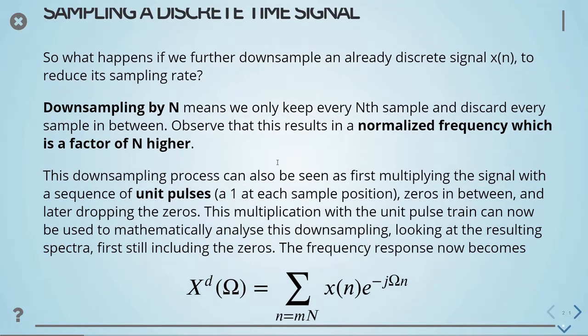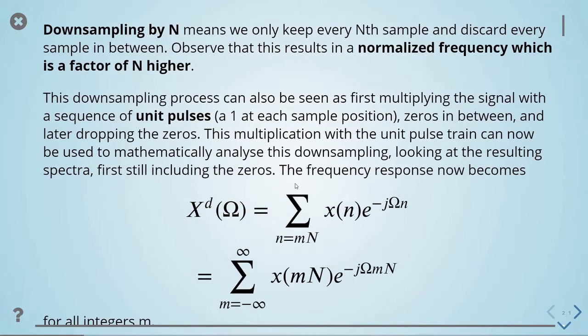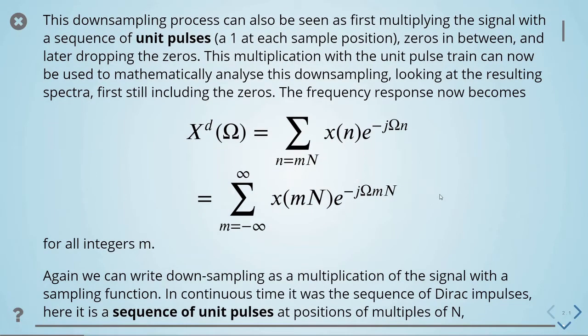This downsampling process can also be seen as first multiplying the signal with a sequence of unit pulses, so it's a 1 at each sampling position and zeros in between, and later dropping the zeros. So this multiplication with the unit pulse train can now be used to mathematically analyze downsampling and look at the resulting spectrum, first still including the zeros. So the frequency response now becomes this equation here, for m all integers.